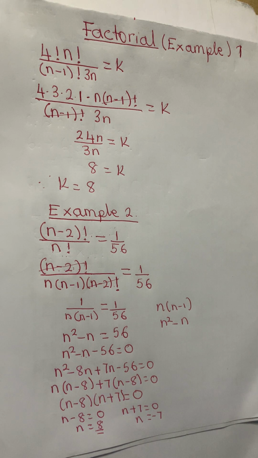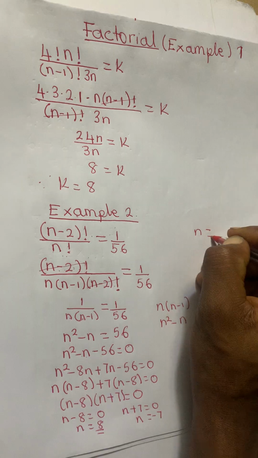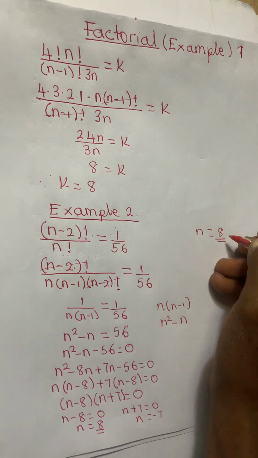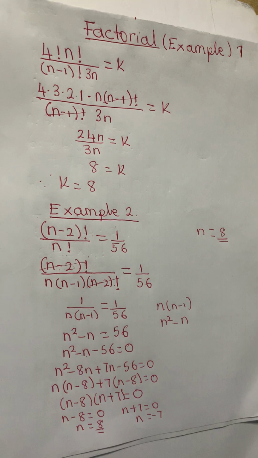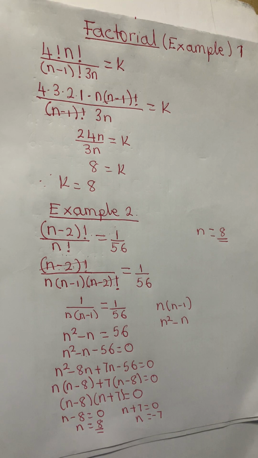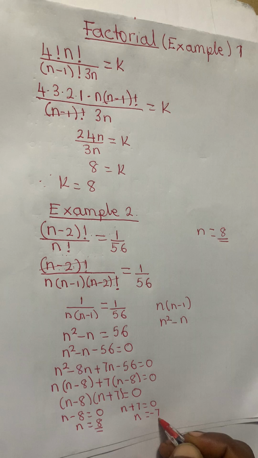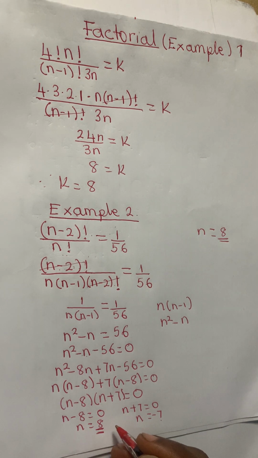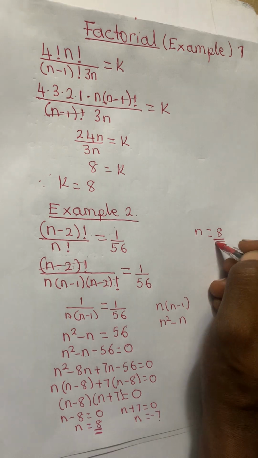So when you study this carefully, now we can say that our n is equal to 8. Why not negative 7? Now remember, from the definition, we said factorial deals with the product of positive whole numbers. This is not a positive whole number. So our answer will be focused on 8. So therefore, n is equal to 8.